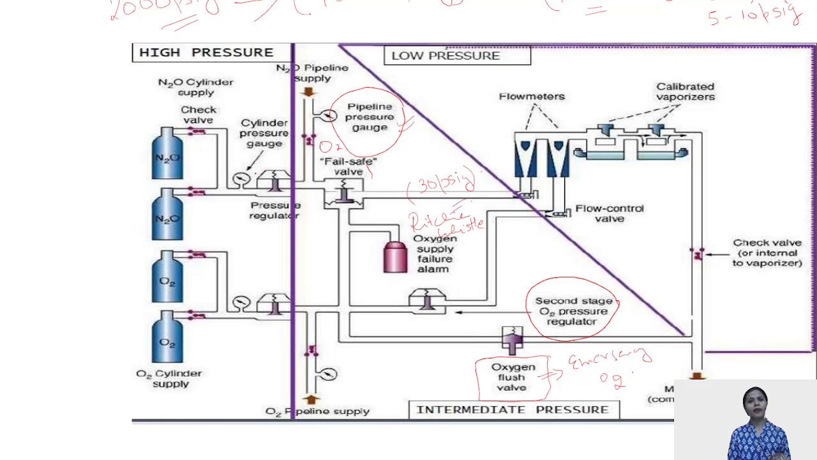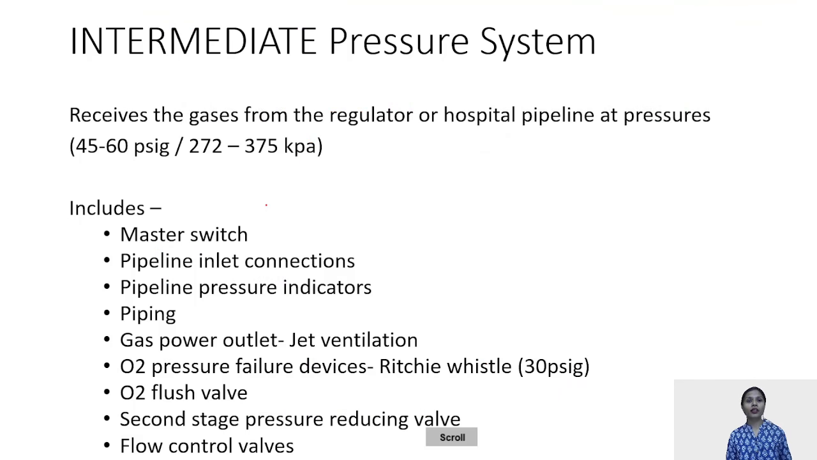And the same is for the fail-safe valve. If the oxygen pressure falls below 30 psig, the supply of nitrous oxide is abruptly stopped, such that to prevent any hypoxic mixture to reach the patient. So these were the components of the intermediate pressure system. Intermediate pressure system, this includes your pipelines at pressure of 45 to 60 psig.